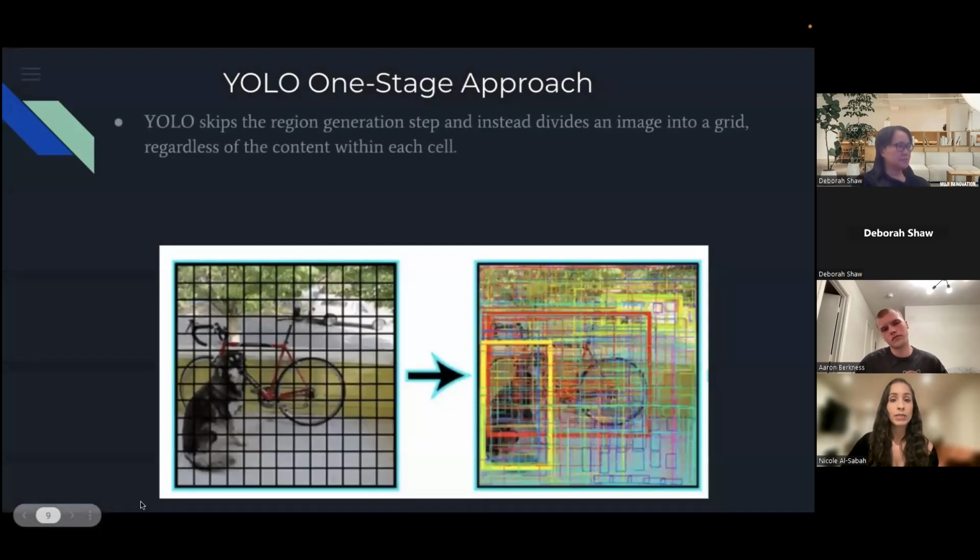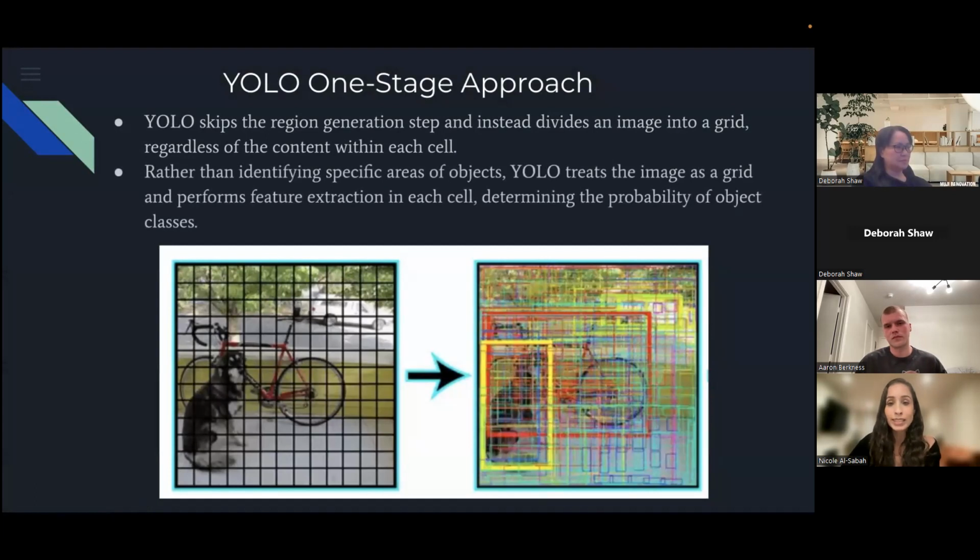And just to break down a bit of the one-stage approach, how it does the one stage is that it skips the region generation step. So instead of dissecting the image and trying to potentially see every object that's in this image, it divides it by putting a grid on the image. And it doesn't even care what's in the cell of the image at this point where it has the grid. On the right, you can see that it has a bunch of lines that look like a grid, and then there are two major boundary boxes that you can see on the right-hand side. So instead of specifying the areas of the objects, it treats the image as a grid.